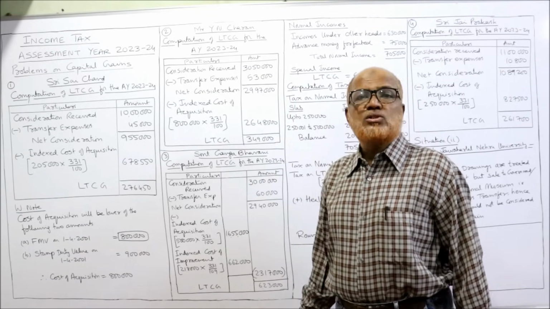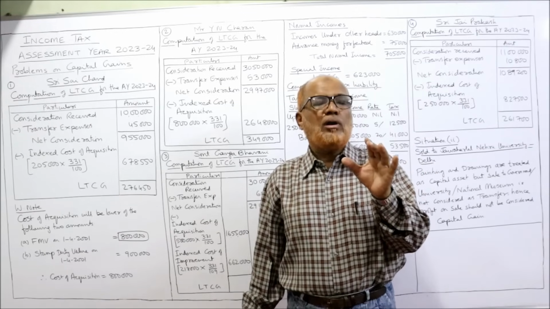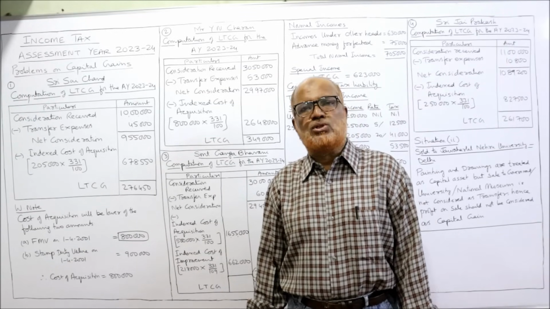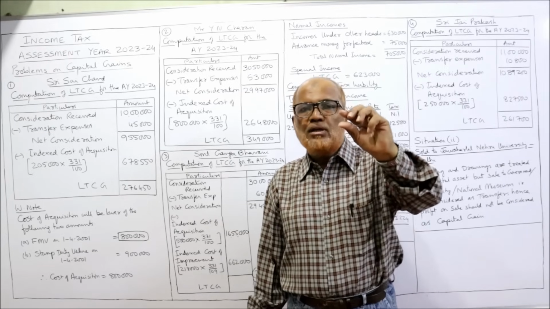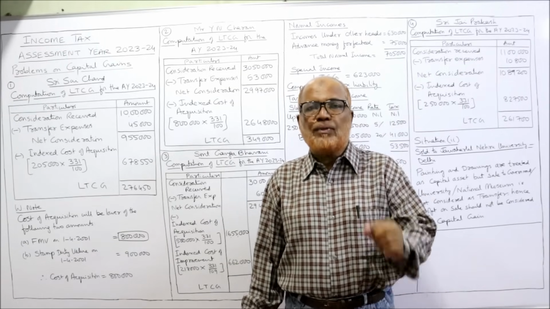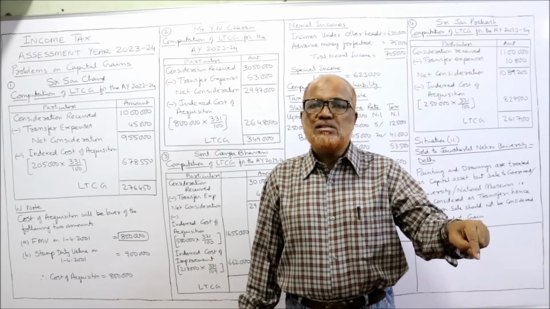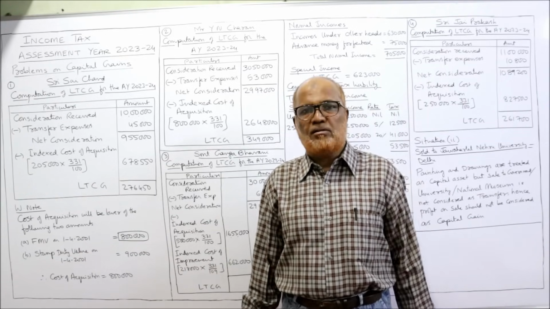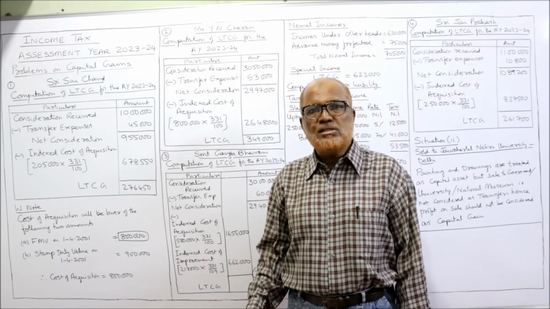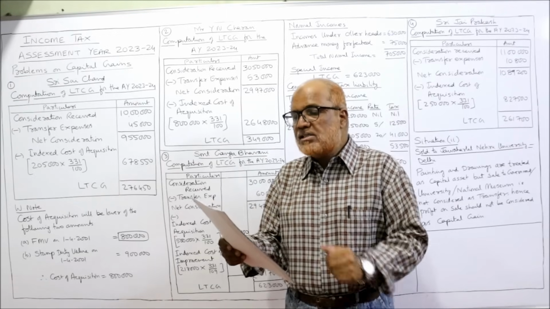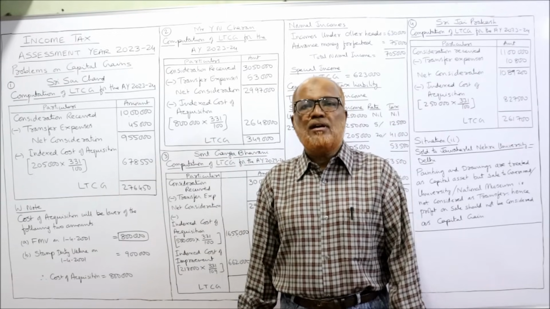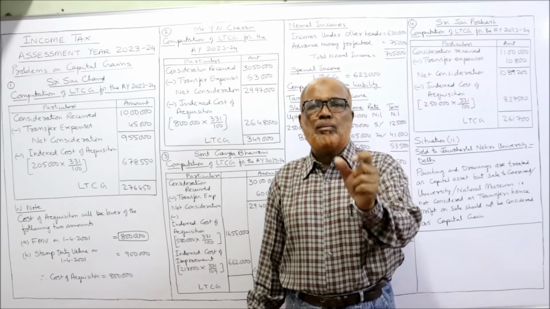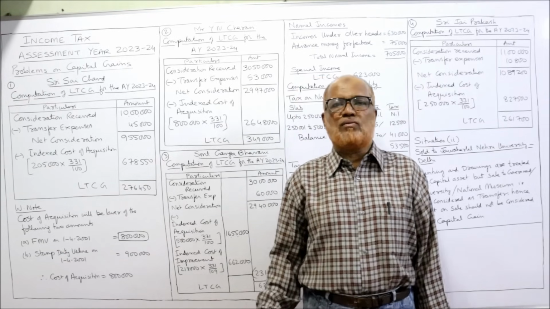Then for all long-term capital gain, we have to calculate indexed cost of acquisition. So how to calculate indexed cost? Actual cost of acquisition into index of the current previous year divided by index of the purchase year. Here it is given purchase year index is 100 and current previous year index is 331. So actual cost into 331 by 100 will give indexed cost of acquisition.